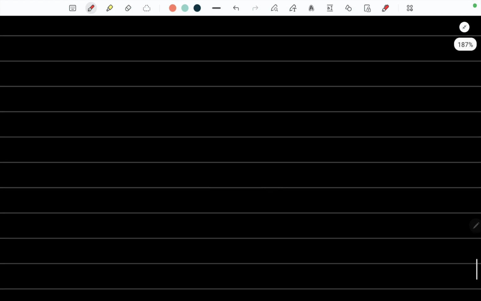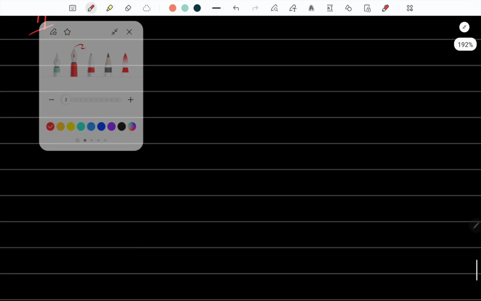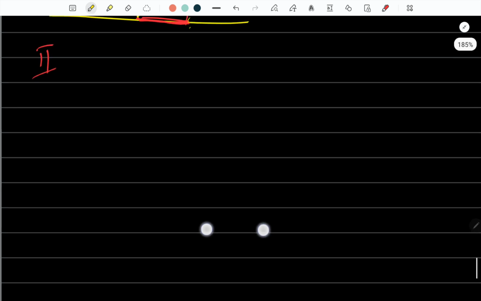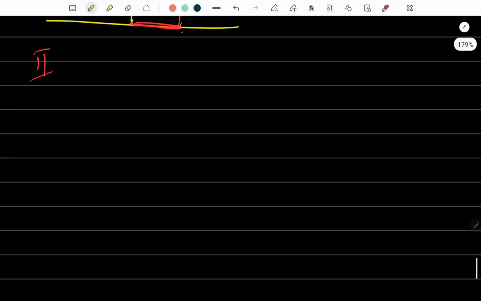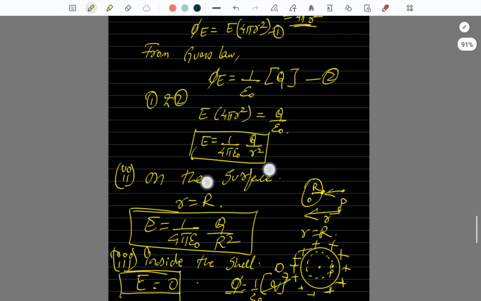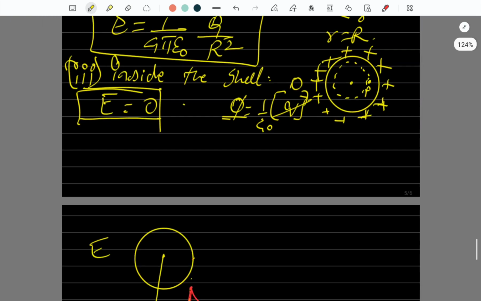Let us move on to the next application, the second application of Gauss law. Okay, so the first one we did in the previous video was the spherical shell. You have already seen it in your previous video. You can have a look first. If you understand that video, then this particular video will be clear.